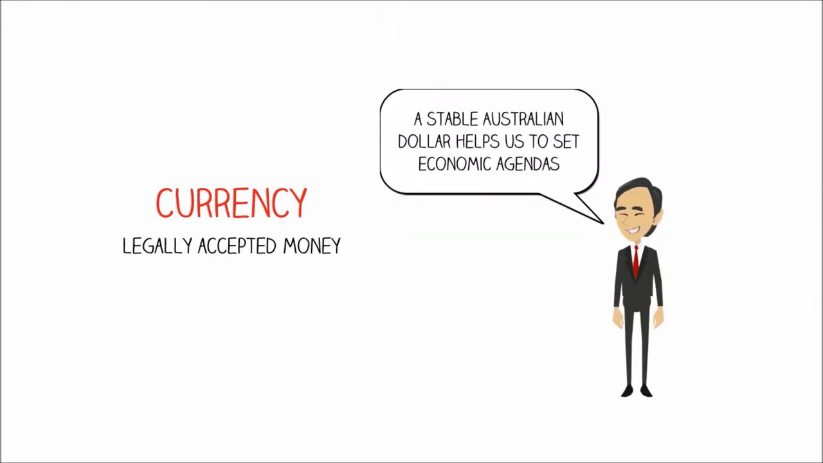First of all, a currency is what's called the legal tender or legally accepted money in a country or a region. The reason that each country tends to have its own currency is that it makes things easier for governments when setting national monetary and economic policies.